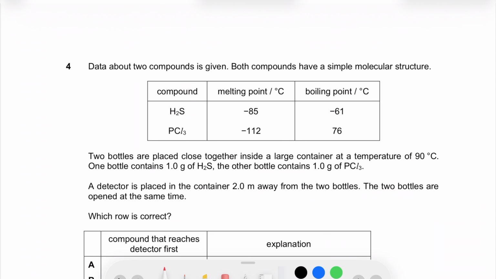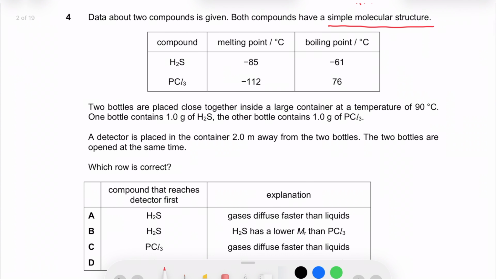Question 4. So you have two compounds. Most important is what? Both compounds have a simple molecular structure, so most likely they are made out of non-metals. Yeah, it's true, non-metals. So H2S and PCl3, low melting, low boiling.